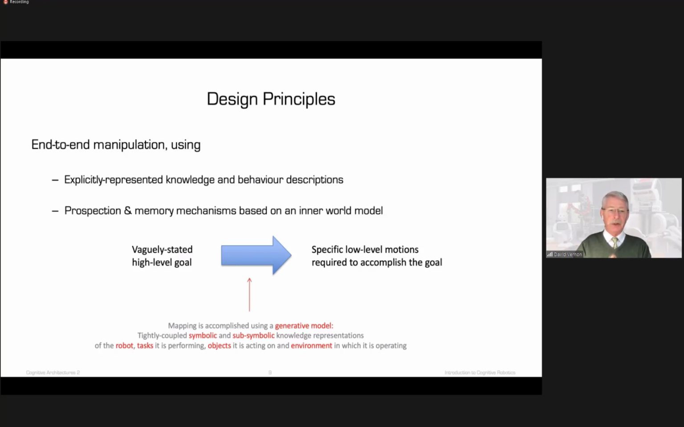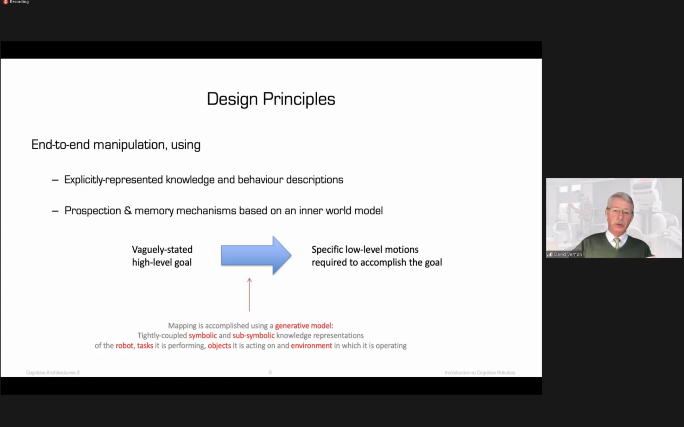So the first key thing to understand is that CRAM is built around this idea of an end-to-end manipulation. And that means that we start with a vaguely stated high-level goal, and we try to map that into specific low-level motions, the motions that are required in order to actually accomplish that goal. So we've got explicitly represented knowledge and behavior descriptions, and we have prospection and memory mechanisms, which are based on an inner world model. So that's what's doing the internal simulation.